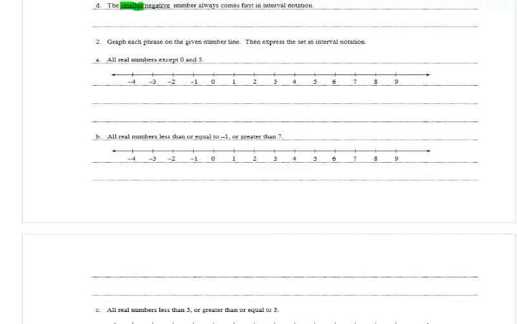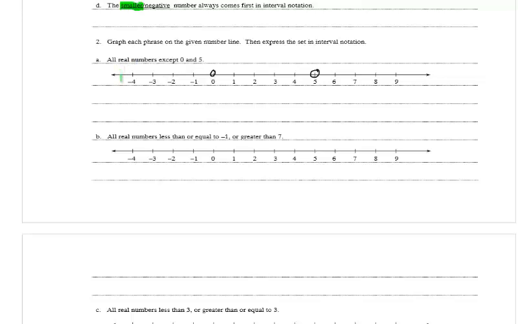In number 2, we have graph each phrase on the given number line, then express the set in interval notation. So we have all real numbers except 0 and 5. Because we want to exclude 0 and 5, we want to put open circles around them. And now we want to shade everything else on the number line to represent that it is included. And I don't think my black pen is going to show up over this black line very well, so I'm going to use a highlighter to represent it.